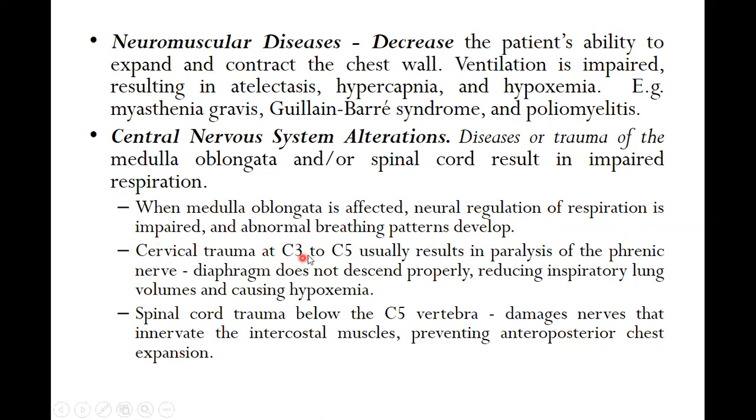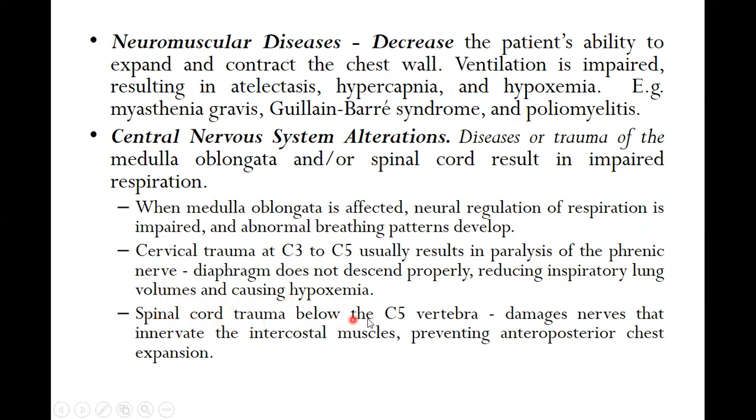Cervical trauma as well, especially C3 to C5. When any of these vertebrae, from cervical vertebra number 3 to cervical vertebra number 5, are damaged, you end up with paralysis of the phrenic nerve, and it is the phrenic nerve that supplies the diaphragm. So when there's injury to the spine at the level of the neck, at the level of C3 to C5, the diaphragm will not be able to descend properly, and that will reduce inspiratory lung volumes, causing hypoxia.